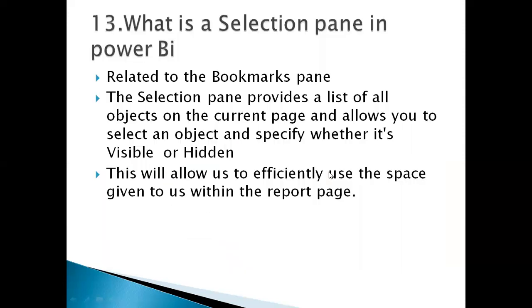Next one. What is a selection pane in Power BI? It is almost related to the bookmark pane. The selection pane will provide a list of objects through which you can see whether each is visible or hidden. Once you click on the selection pane, you can do the bookmarks. In the bookmarks, you can use the selection pane for making an object visible or hidden. This will allow us to efficiently use the space given to us within the report page.